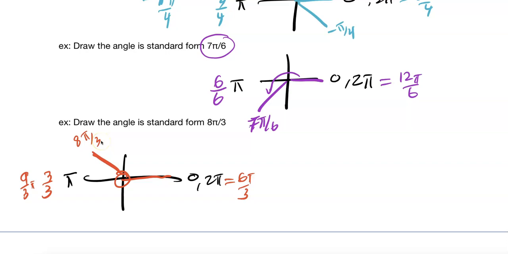Before we move on to coterminal angles, actually, let's do one more. Let's do pi over 6. What would pi over 6 be? Anytime there's no number on top, it's in quadrant 1. So here's 0, here's pi. It's just going to be in here, pi over 6.